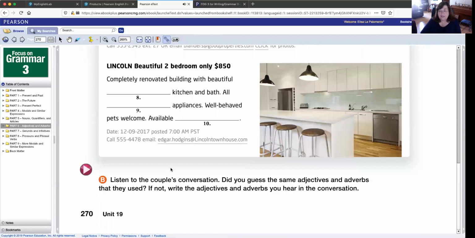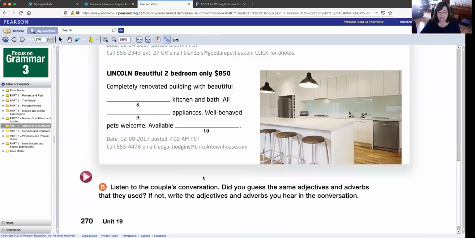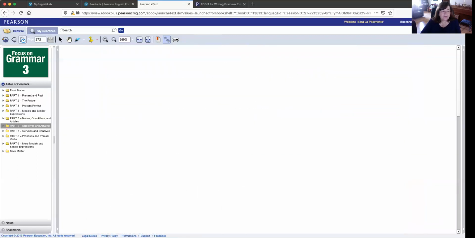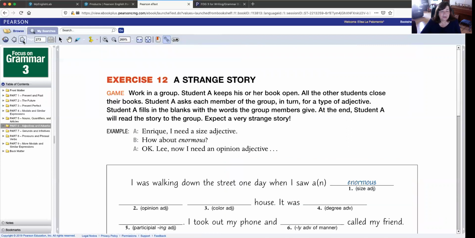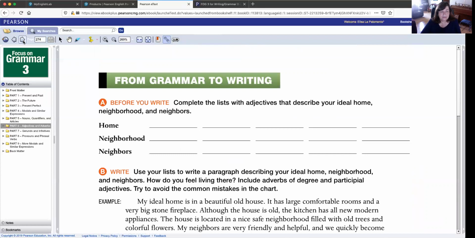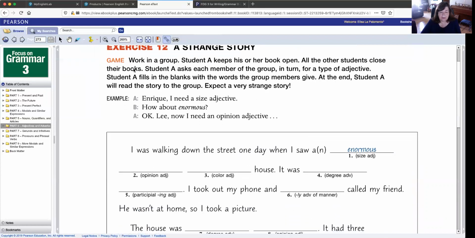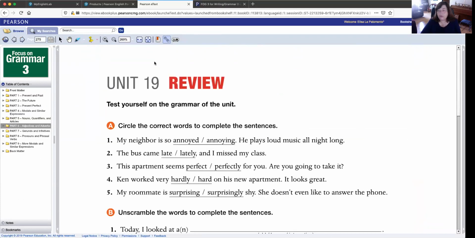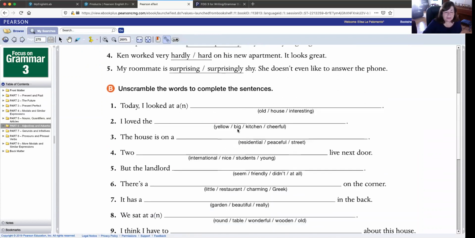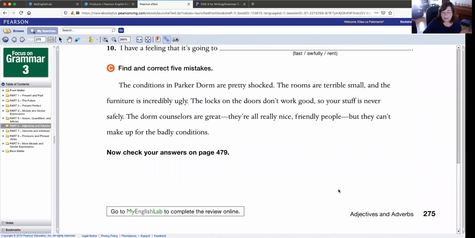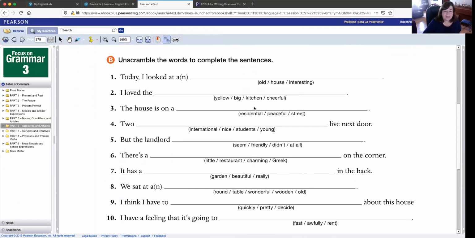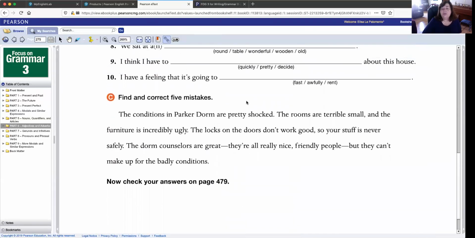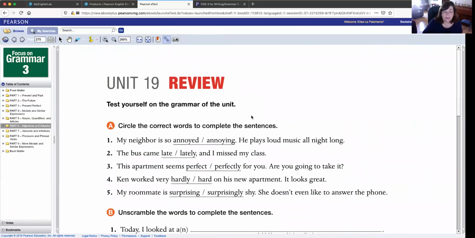Right. I'm going to stop this here. You have plenty to do, and you have plenty of exercises, okay? So, all right, that's it for that. And then the last thing I would want you to do is the review, okay? Review Unit 19. This is the last thing. I always have you do the review. This is on page 275, and I won't put answers for this because you have the answers on page 479. But do this first and then check your answers, right? That's the only way it's going to help you.